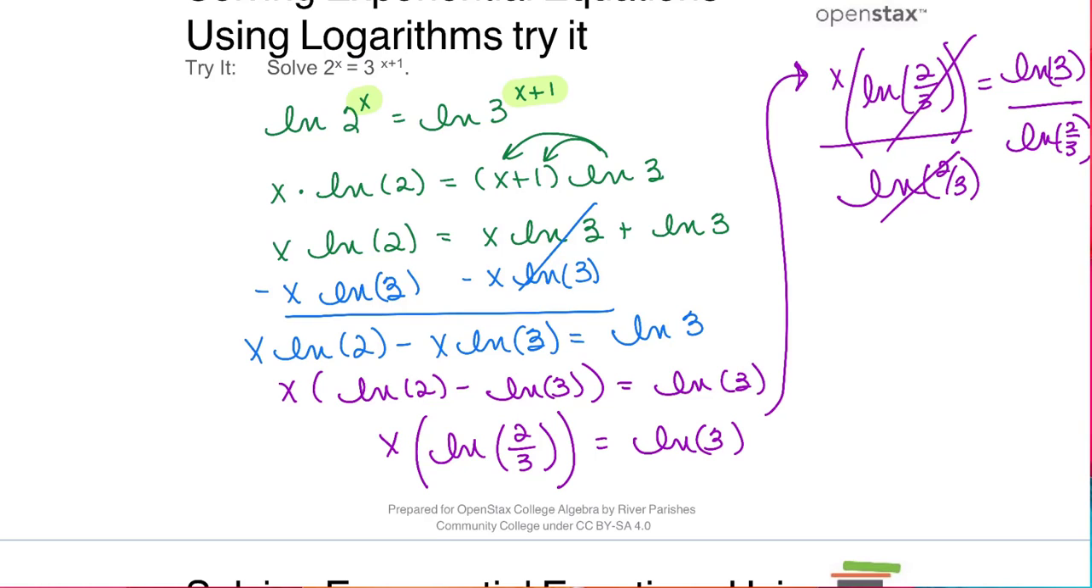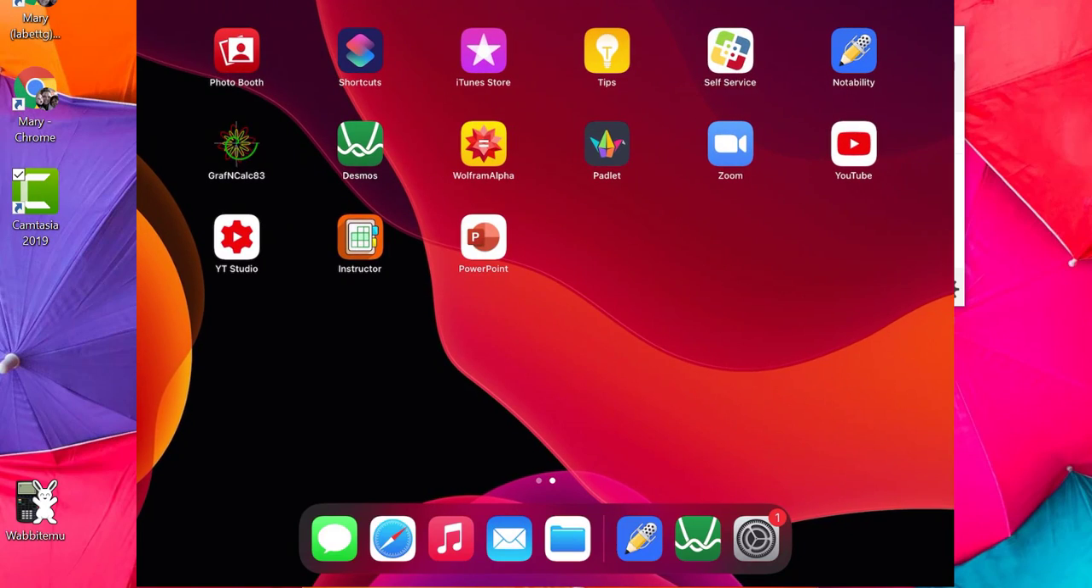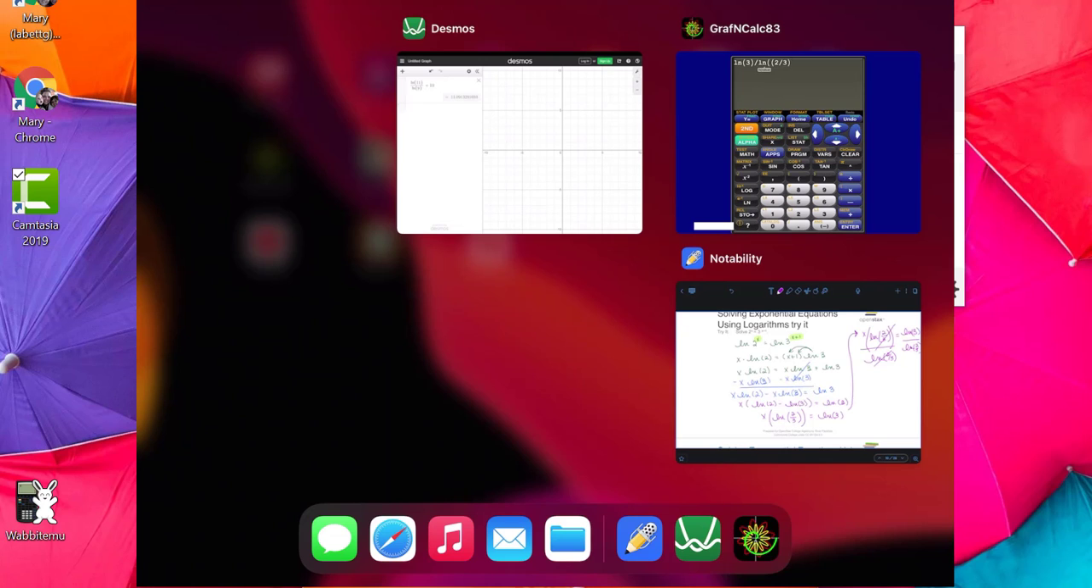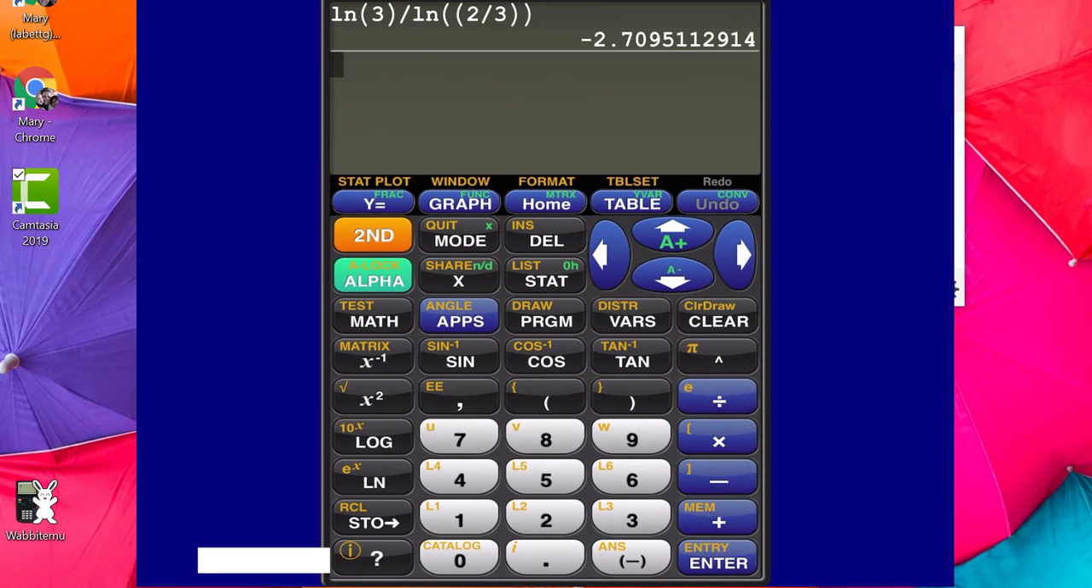Alright, since we did decimals last time, let me show you how you would type it into a TI. Let me find the TI calculator. So ln is on the left: ln of 3, close parentheses, divided by ln of, I think it was 2/3. Let me double check. 2/3 it is. Negative 2.7095.